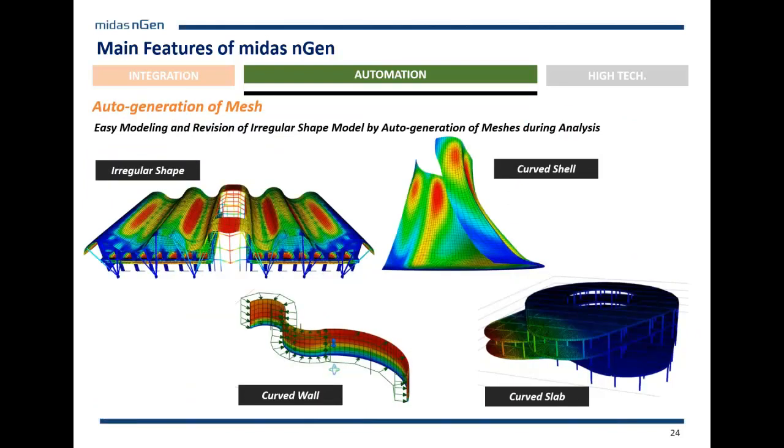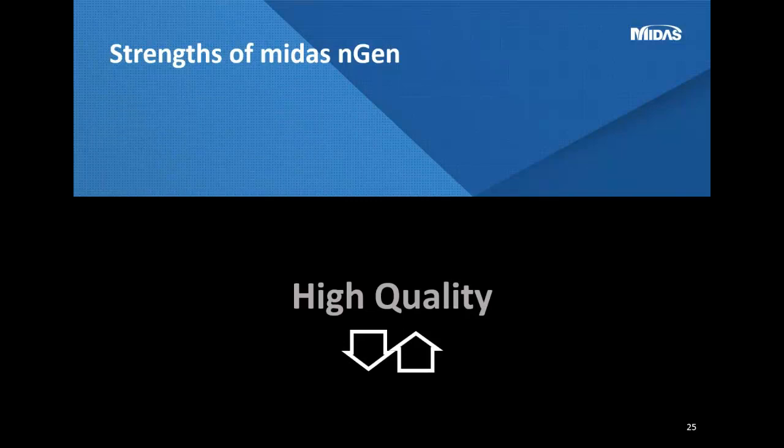Then irregular shaped type of geometries can be easily modeled using a variety of CAD based features in the software. Finally, we will come to the high quality output that the program is able to create. But before we get to these high quality outputs, I would like to go to MIDAS nGen and show the demonstration until the output is being generated.